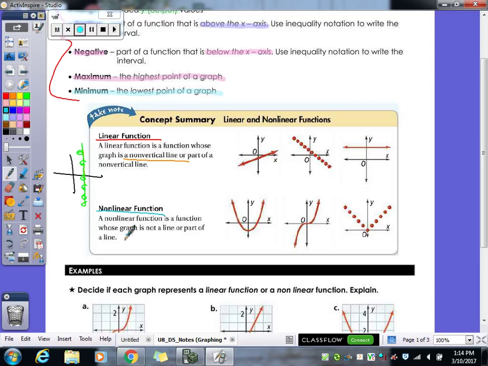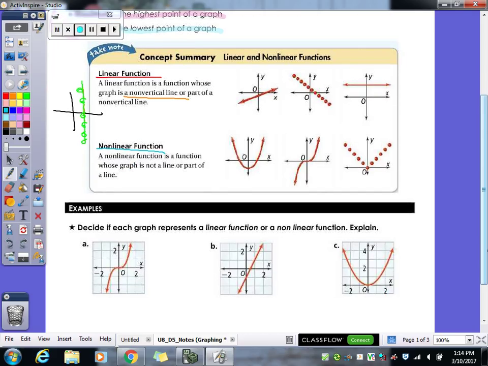So then the other one is our nonlinear function. So it's just separated into two pieces. You got your linears, you got your nonlinears. Your nonlinears are basically anything that's not a straight line. So that first one, we got a curve. What kind of a function is this? Very good. So that's our quadratic function.